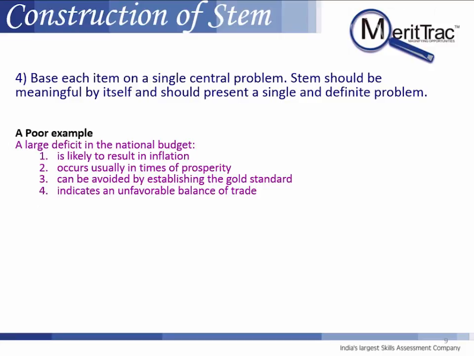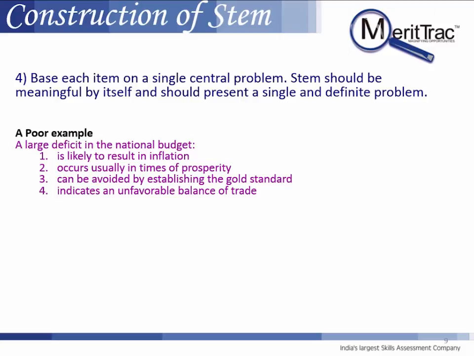Point number 4, base each item on a single central problem. The stem should be meaningful by itself and should present a single and definite problem. This is a very important slide. This poor example: a large deficit in the national budget is likely to result in inflation. Second option, occurs usually in times of prosperity. Third option, can be avoided by establishing the gold standard. And the fourth option, indicates an unfavorable balance of trade.